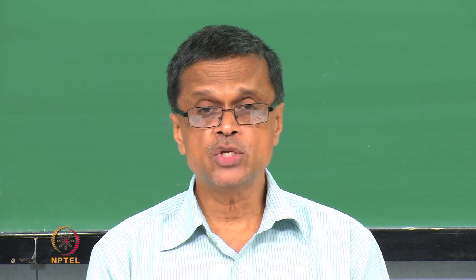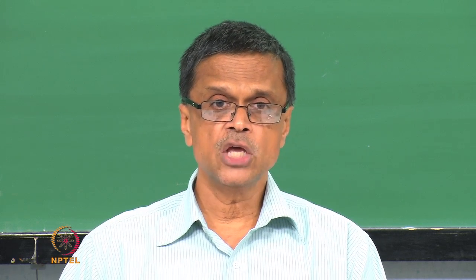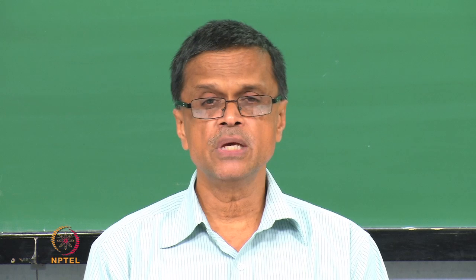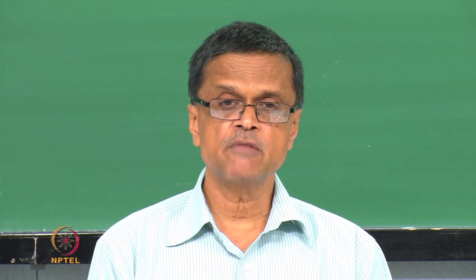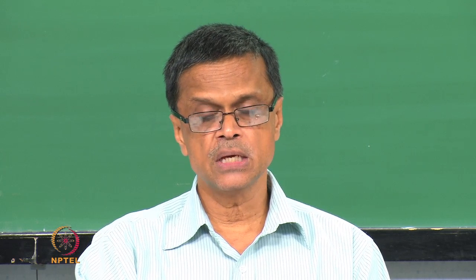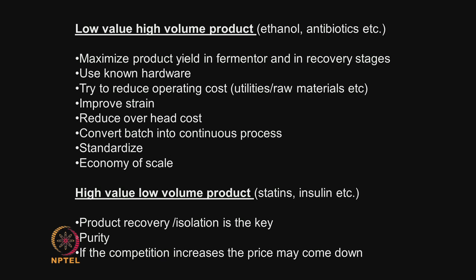thousands of liters of chromatographic column. So, I need to consider those aspects, and finally, the utilities, how much steam am I going to use, am I going to use hot water, hot oil, chilled water, cooling, am I going to use different gases, air, nitrogen, oxygen, carbon monoxide, and so on. So, all these need to be considered when I am designing downstream. A downstream which will use less of this will always be preferred when compared to a downstream which will be using a lot of these utilities and environmental issues like waste disposal and so on.